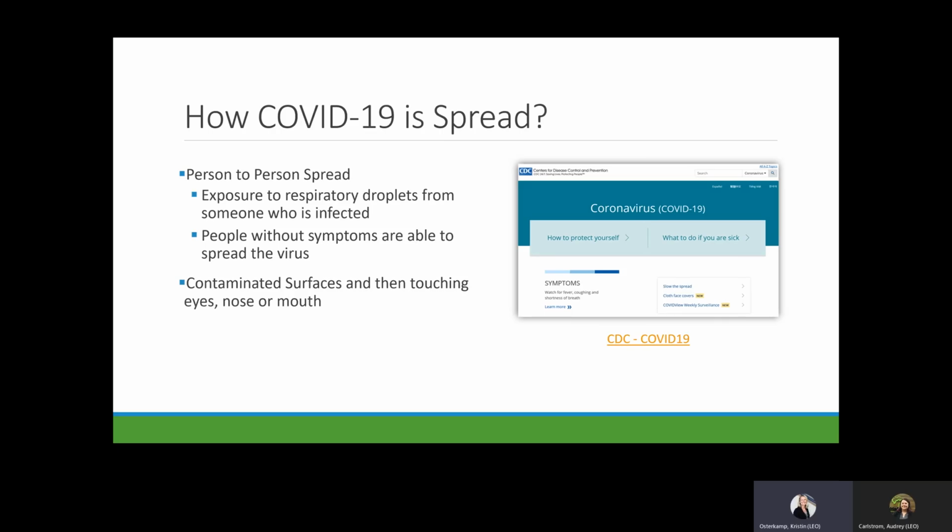Wearing a face covering decreases the likelihood of transmitting the virus to others. COVID-19 may also be transmitted through contact with a contaminated surface. If a contaminated surface is touched, and then the individual subsequently touches their eyes, nose, or mouth, that individual may then become infected with the virus.